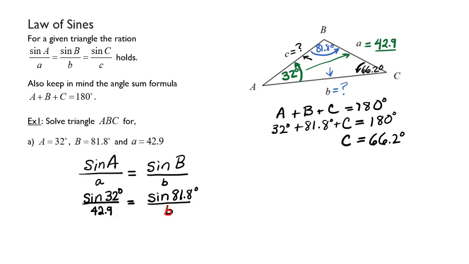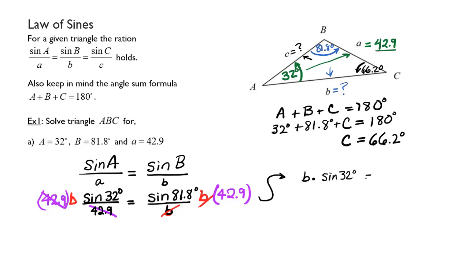I can use cross multiplication. Basically, you're using the denominators to clear your fraction. So if I multiply both sides by B, I can reduce the B on the right side. And if I multiply both sides by 42.9, then I have cleared my fractions. So cleaning this all up, I will have B times sine of 32 degrees equals 42.9 times sine of 81.8 degrees. And now I just divide both sides by sine of 32 degrees. And I get the side B.